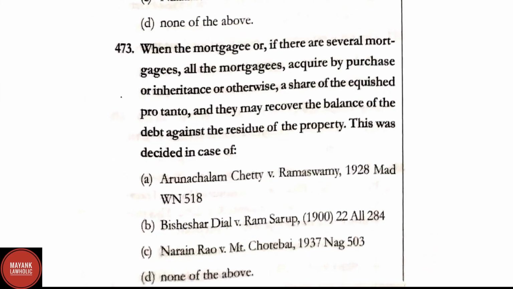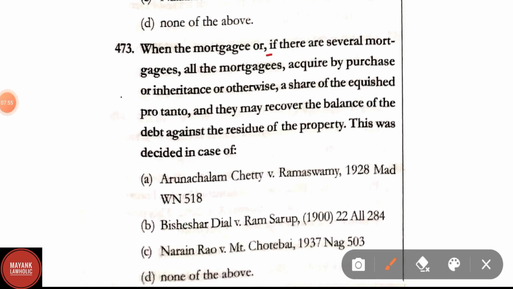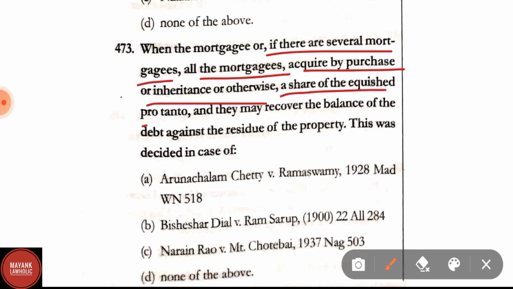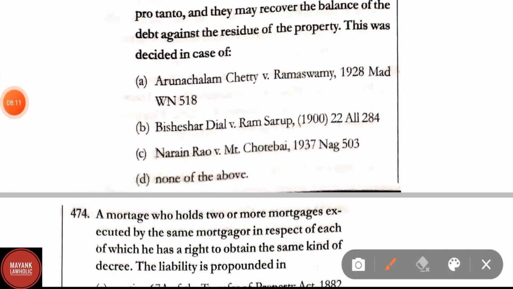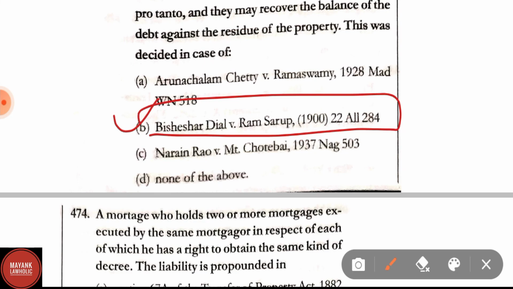Question number 473. When the mortgagee, or if there are several mortgagees, all the mortgagees, acquire by purchase or inheritance or otherwise a share of the equity, pro tanto, they may recover the balance of the debt against the residue of the property. This was decided in the case of option A, Arunachalam Chetty versus Ramaswamy, option B, Visheshwar Dayal versus Ram Sarup, option C, Narayan Rao versus Chotebai, and option D, none of the above. Here the correct answer is option B, Visheshwar Dayal versus Ram Sarup 1900.